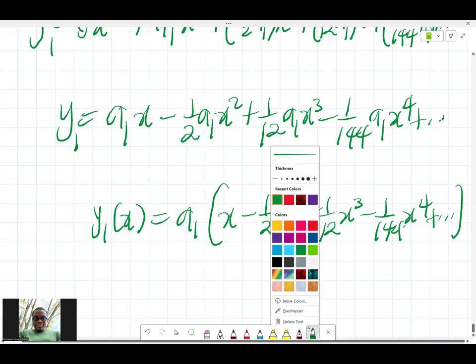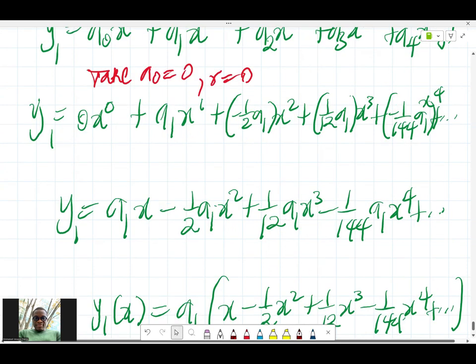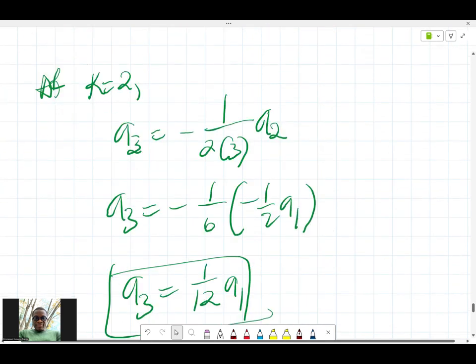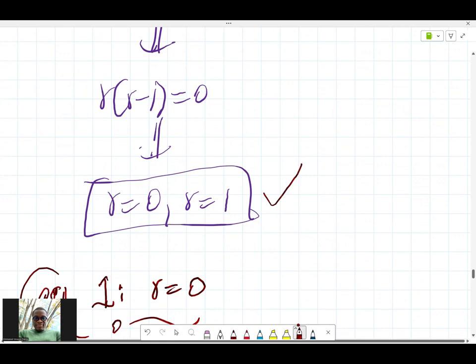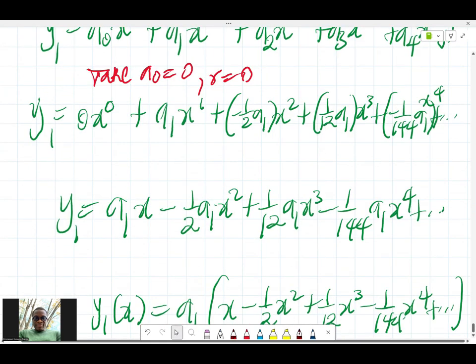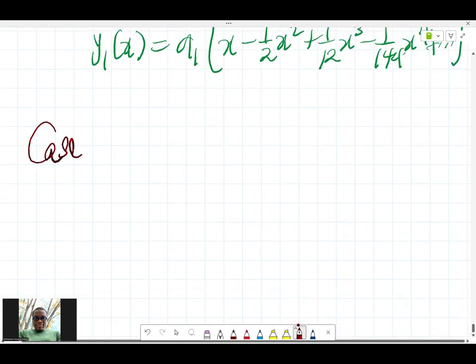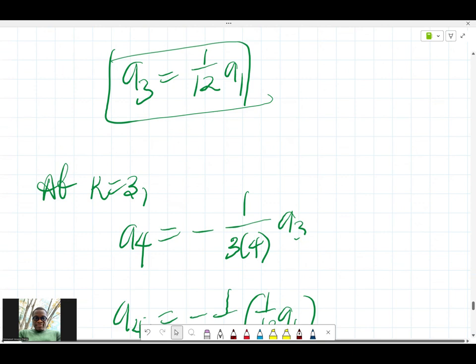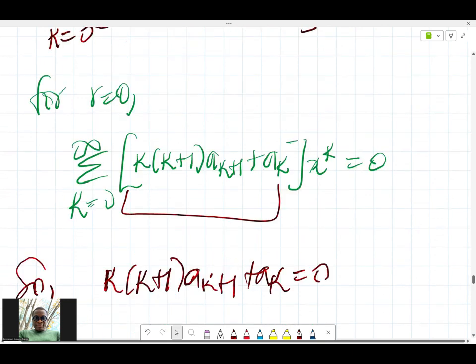Now, let's switch gears for the second one. So now, imagine that you have the second case, so for case 2, where for the initial equation we got r to be 0 and r equals 1. So we go for case 2. Case 2, r is equal to 1. Okay, so again, we go back to the expression again.